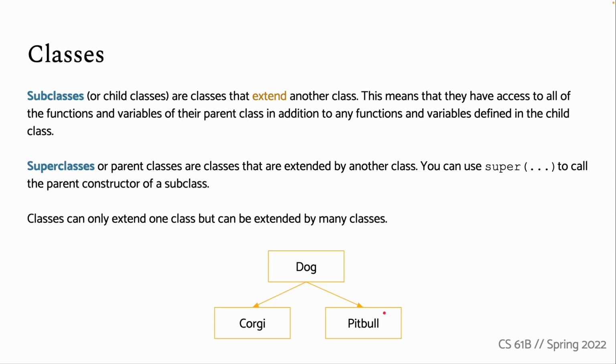Maybe pit bulls can defend you in a way that not all dogs can, so they have an extra function, or they override the function in the dog class that does that. So this is an example of a superclass-subclass relationship. A key thing here is that each class can only extend a single class, but a class can be extended by many classes. So Pitbull cannot also be a cat at the same time that it's a dog, but there are many kinds of dogs that all extend the dog class.